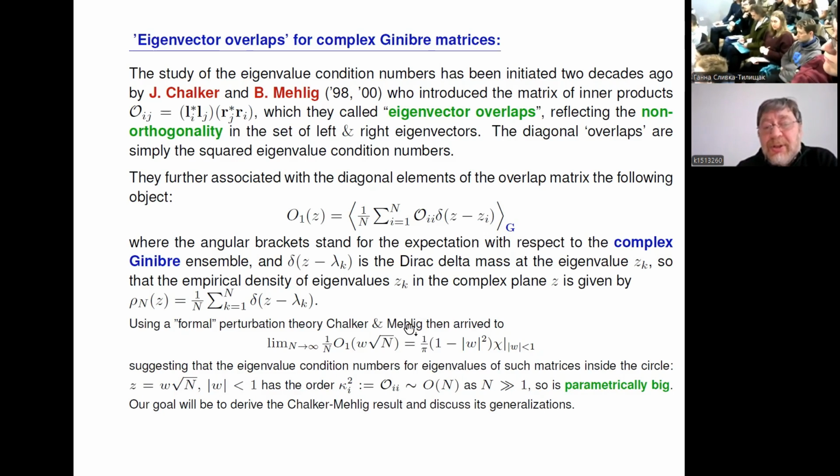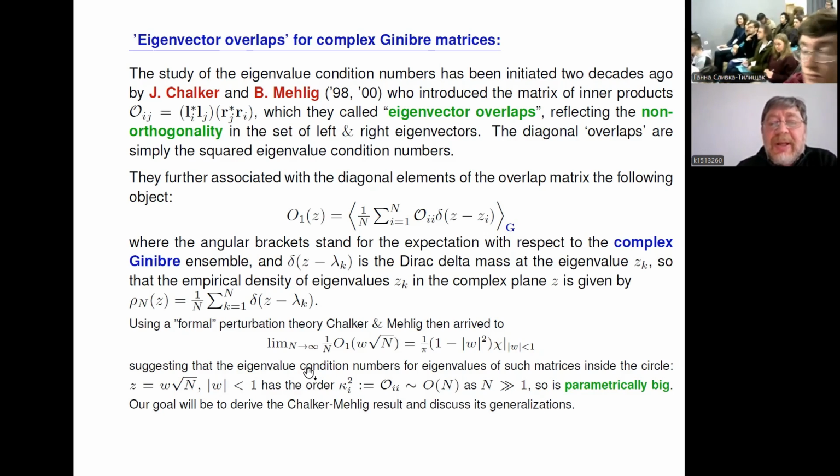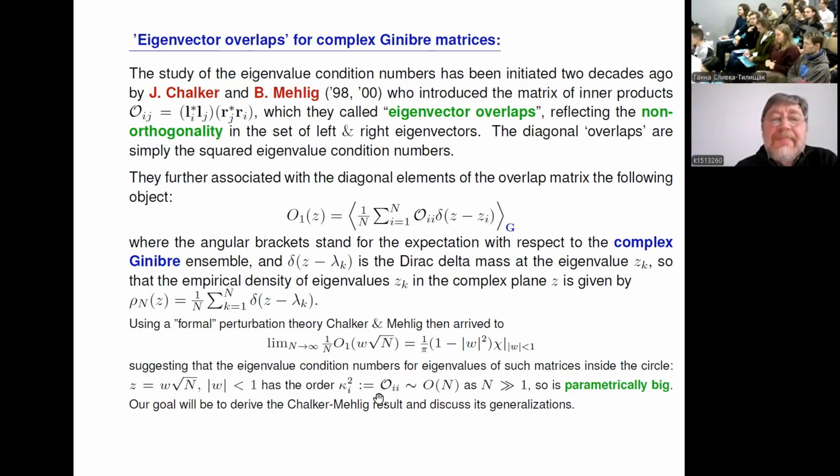If we look at this expression, we understand that typically the squared condition number should be of order n, and therefore it's parametrically big in comparison with the normal case, when it's equal to 1. And one of the main goals of my lectures will be to show how to derive this Chalker-Mehlig result in a way different from Chalker and Mehlig, which can also be applied to evaluating some other quantities.